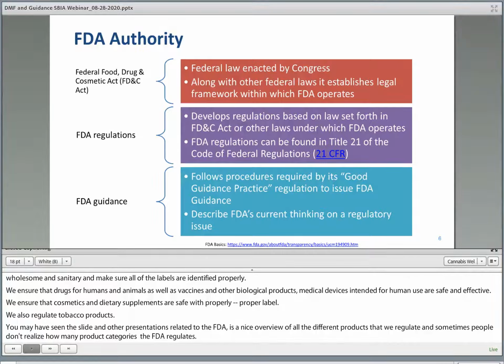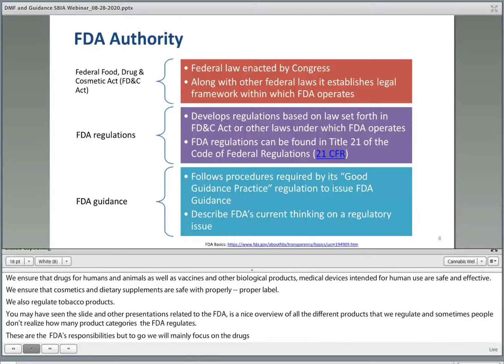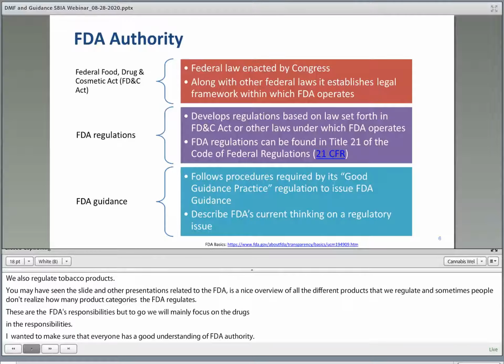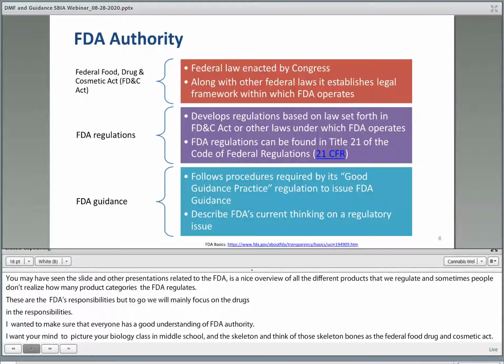And I wanted to make sure everyone has a good understanding of FDA authority. So I want you to picture your 7th or 8th grade biology class and that skeleton hanging in the corner of your biology class, and think of those skeleton bones as the Federal Food, Drug, and Cosmetic Act, the FD&C Act. Those bones are the federal laws that were enacted by Congress, and there are other federal laws along with that which establish the legal framework within which FDA operates.